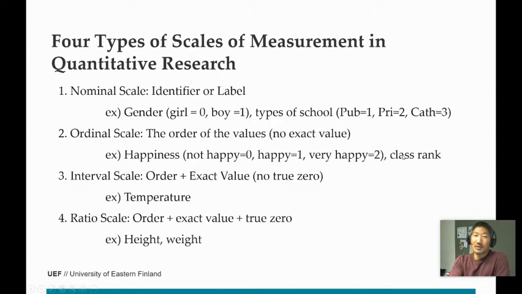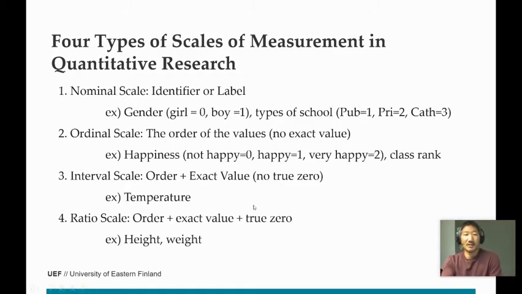Another example is a class rank. When a student got the first rank in the classroom, we cannot say he is twice smarter than those who got the second rank, because maybe the difference can be 1.1 or 0.01 like that. So there is no exact value difference between this class rank. And we call it an ordinal scale.